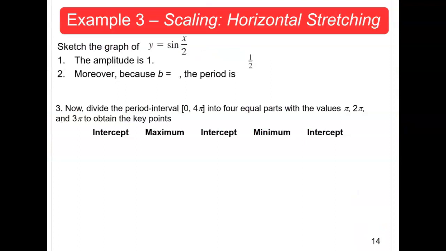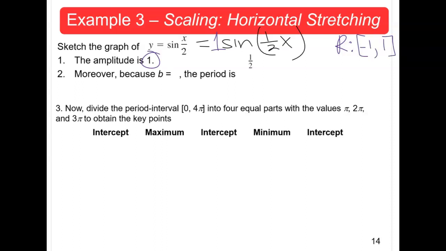And I just realized that I skipped example 3, so let's do it quickly. So we have to sketch the graph of y equals sine of x over 2. So this graph could be also written in this way: sine of 1/2 of x, like that. So what does this tell me? The amplitude, we don't have a number, so we assume it is a 1. So the amplitude is 1. That means our range is going to go from -1 to 1.